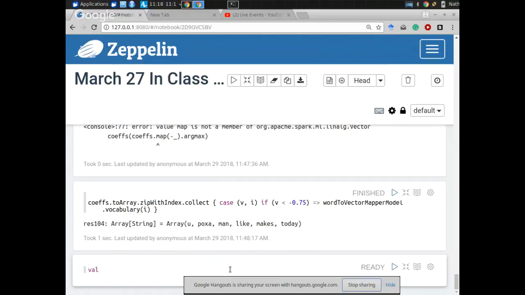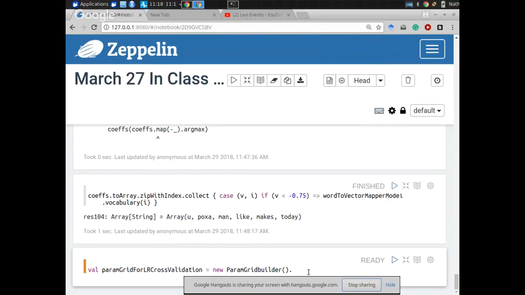So we're going to do the following. We'll say val param grid for logistic, I'll abbreviate this, LR cross validation. So this is logistic regression. And what this will provide is a way of building a parameter grid. New param grid builder. And this is going to add grid. We're going to add a grid of, guess what, params. So each of these params is going to specify characteristics of the logistic regression. What's quite nice is that we're going to be able to do this in a way that is going to specify which parameter we're going to vary, namely the reg param.